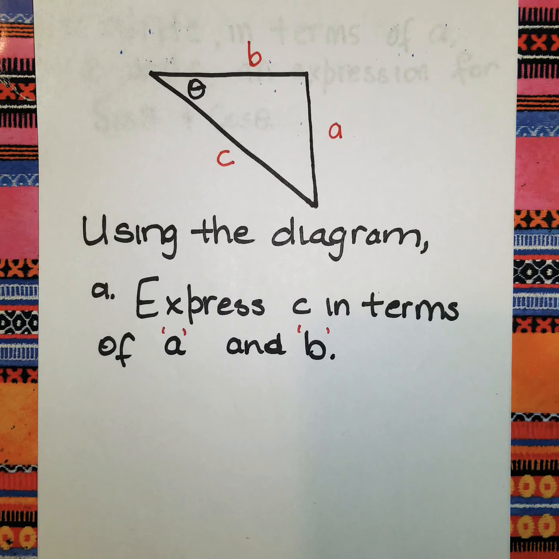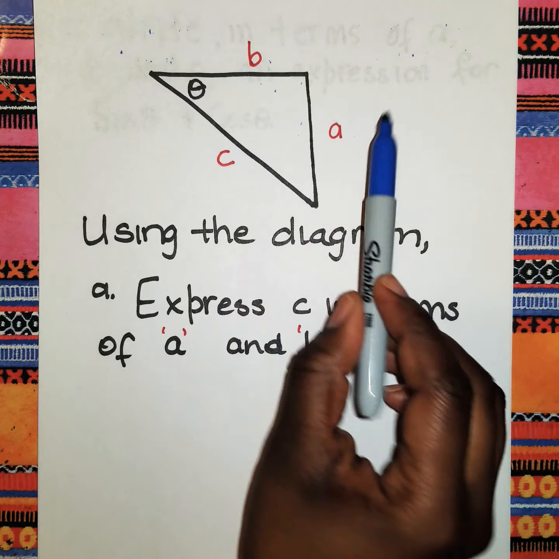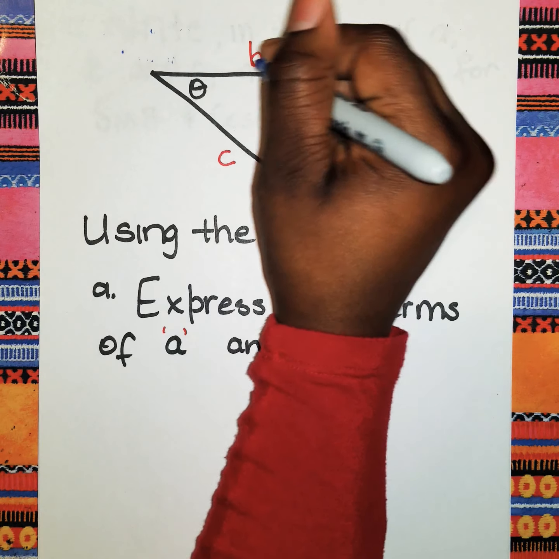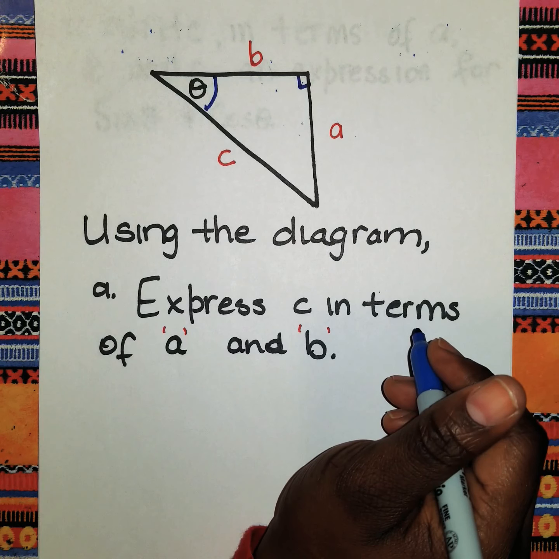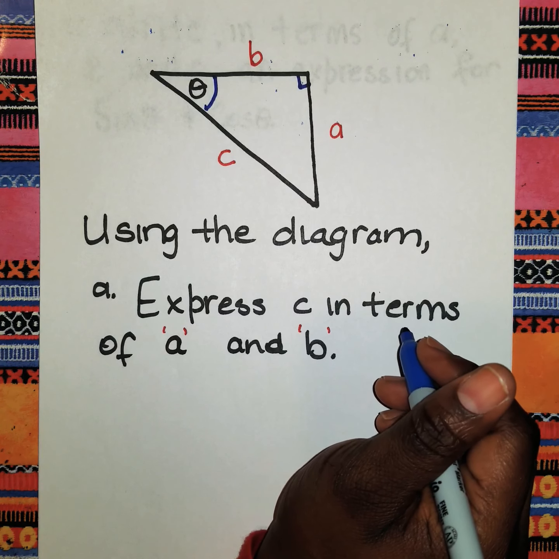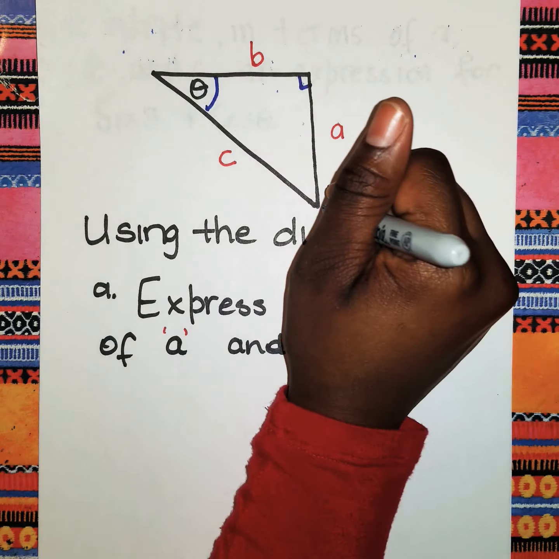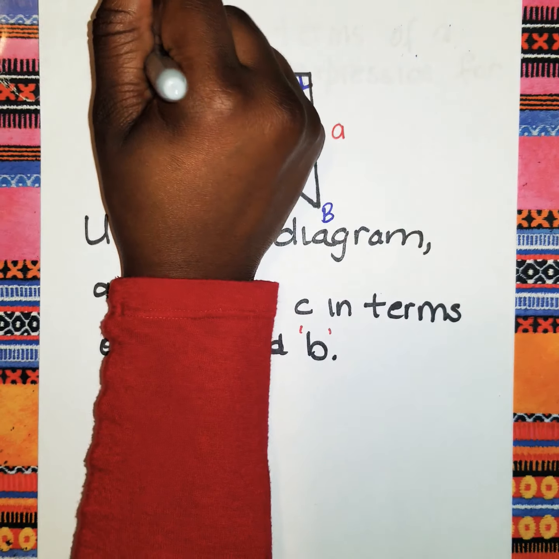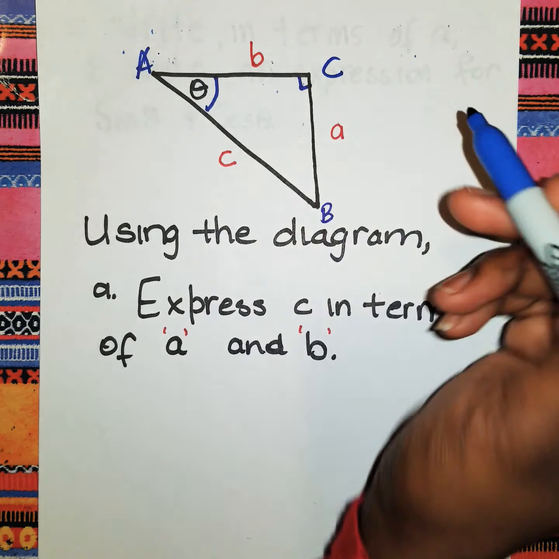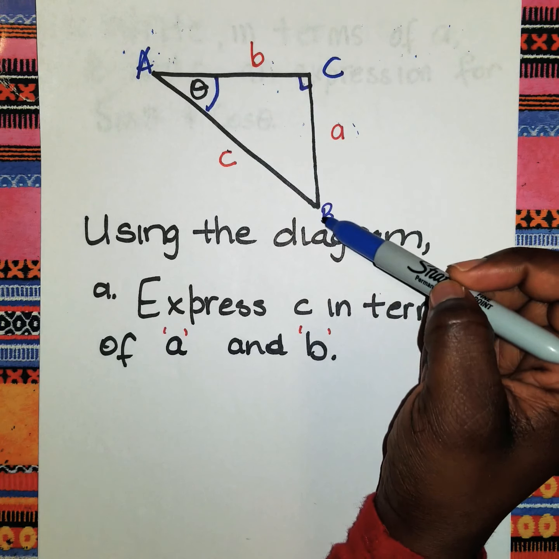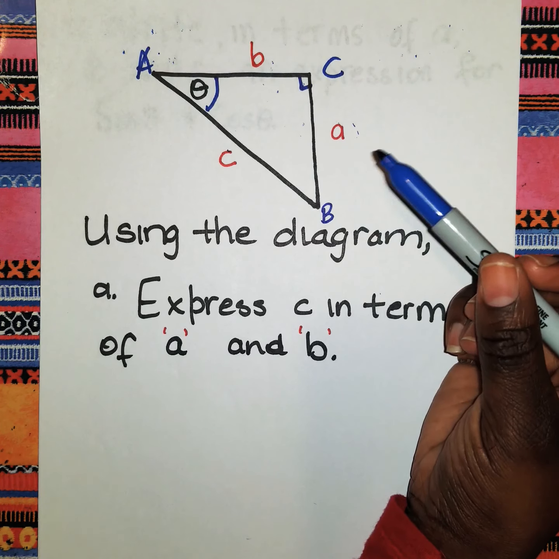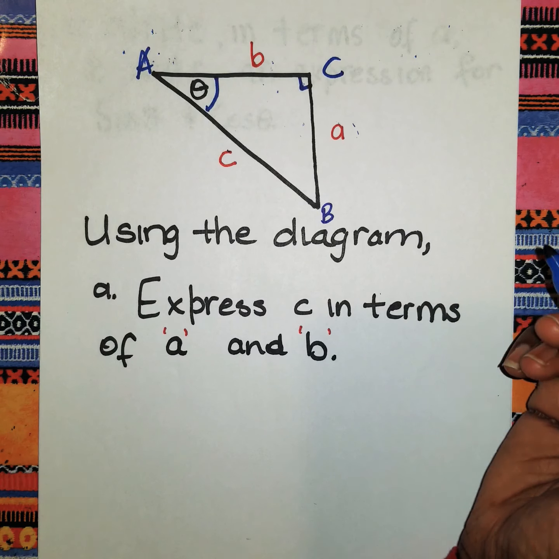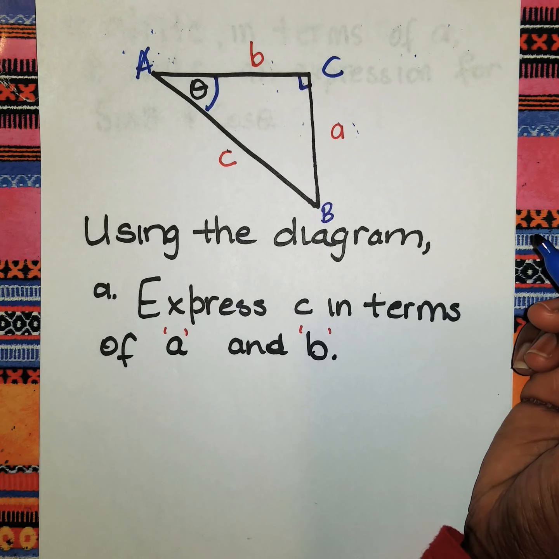So for the first question, it gives us a diagram, basically a right angle triangle. They label the sides A, B, C. They give an angle at the point, so that will be B, that will be A, and that will be C. So they label the sides according to the vertex that you're seeing here and angles there. So it says, using the diagram above, express C in terms of A and B.